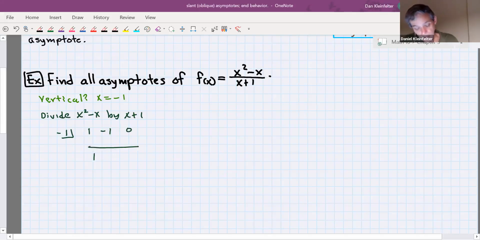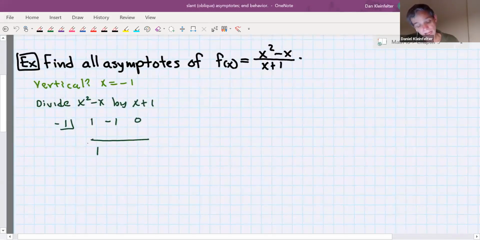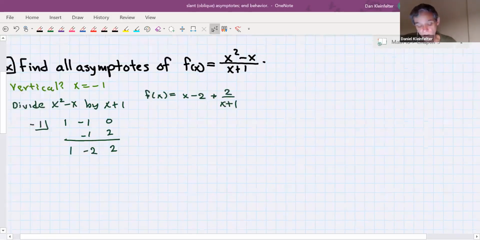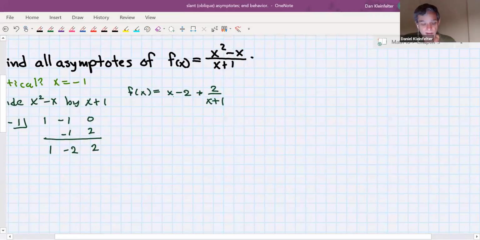Okay, multiply and add. Negative 1 times 1 is negative 1. Negative 1 plus negative 1 is negative 2. Negative 1 times negative 2 is positive 2. 0 plus 2 is 2. So what we've done is we've rewritten our f of x so that it looks like 1x minus 2 plus 2 over x plus 1. So by doing that division, we have turned that f of x basically into a proper fraction.